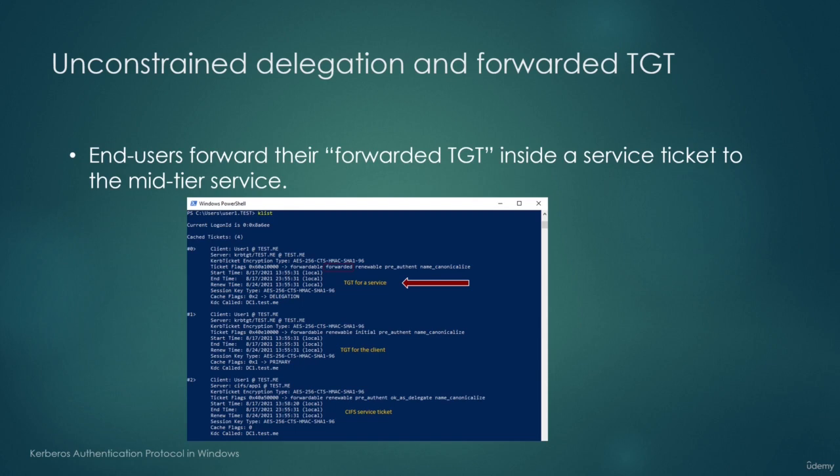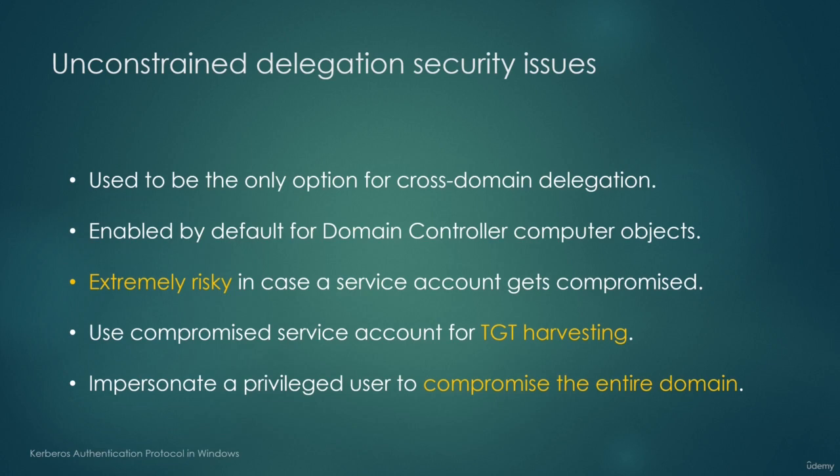A user accessing a service configured for unconstrained delegation stores its TGT and the associated TGT session key inside a service ticket and forwards these to the mid-tier service, which then requests service tickets on behalf of the user for any service on the network without any restrictions. Before Windows 2012 Server, it was the only option for cross-domain delegation. It's enabled by default for domain controller computer objects, and Microsoft doesn't support reconfiguring domain controllers to constrained delegation.